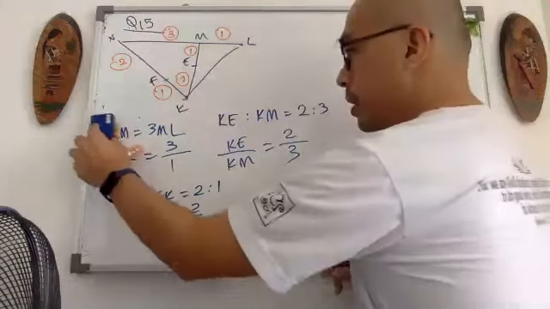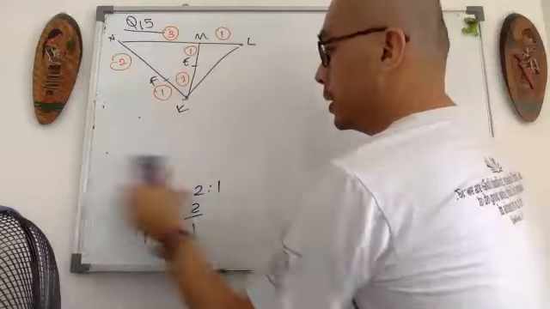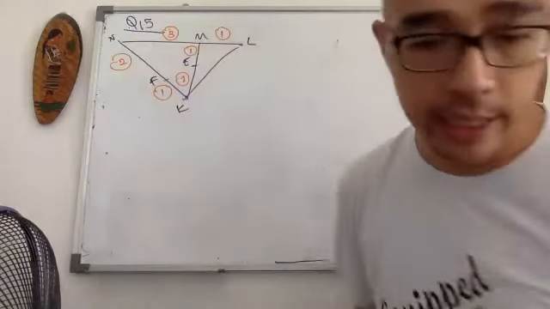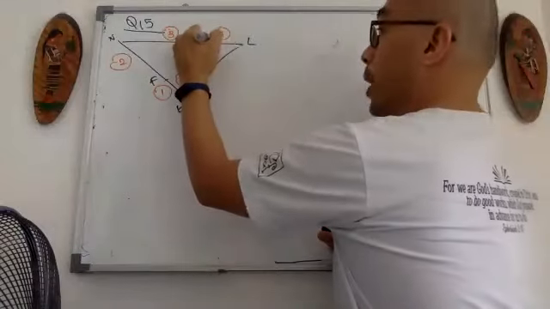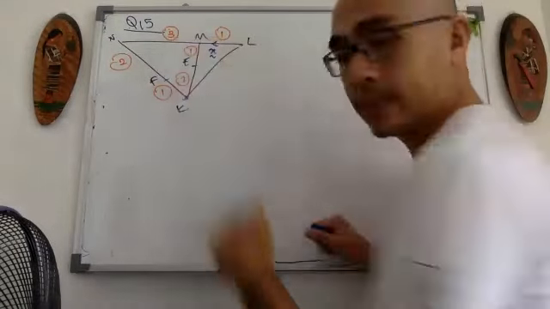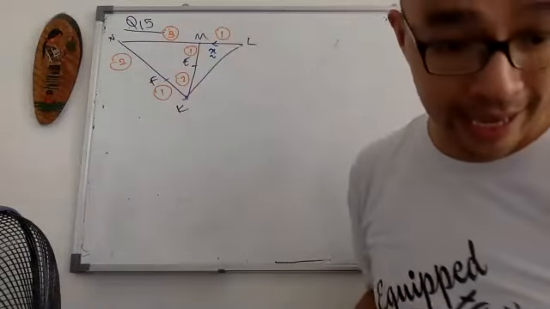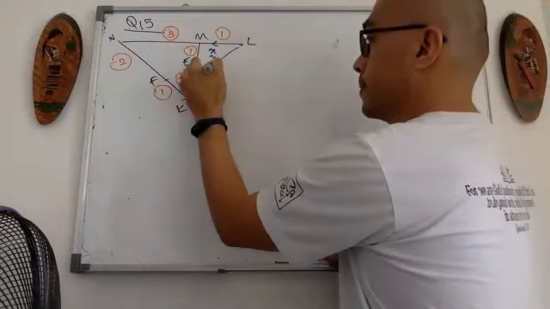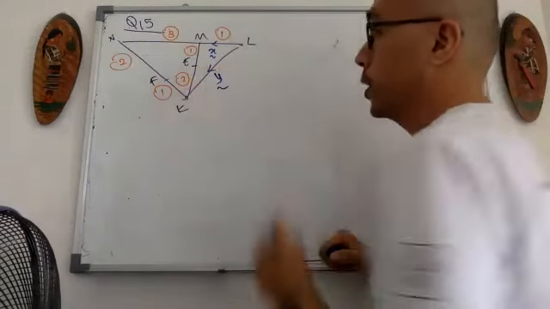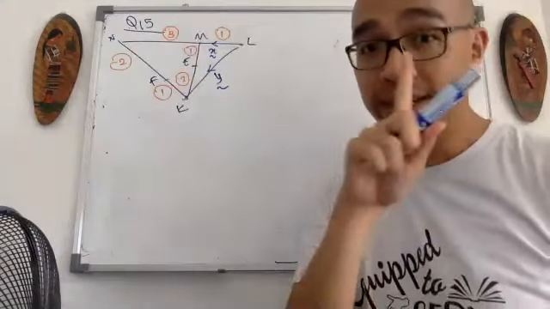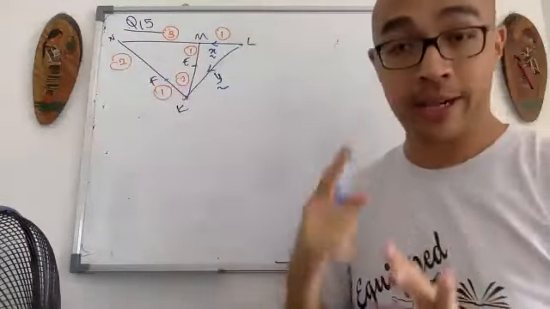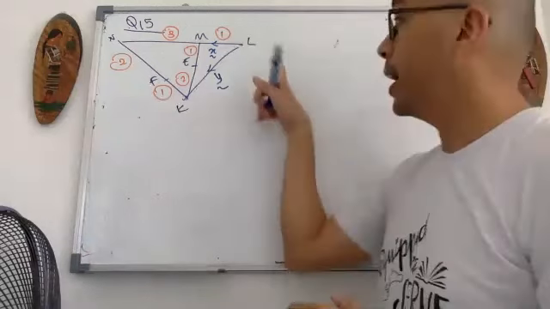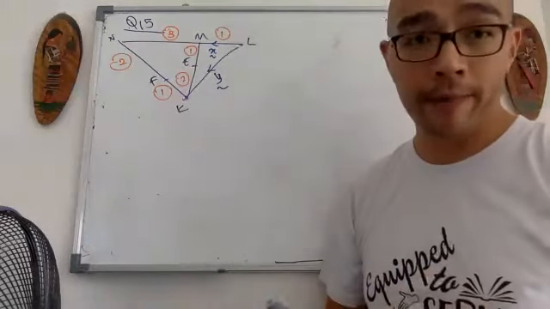Now, let's go to the pieces of information given. It is given that LM is X. L to M is vector X, and L to K is vector Y. Take a look. LM is vector X. Only L to M is vector X. L to K is vector Y.